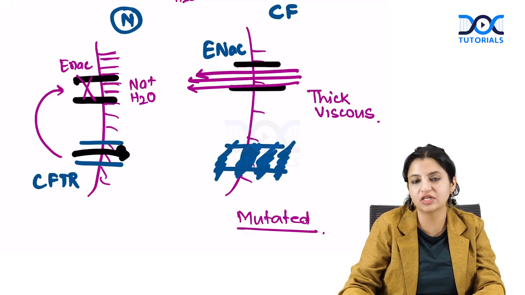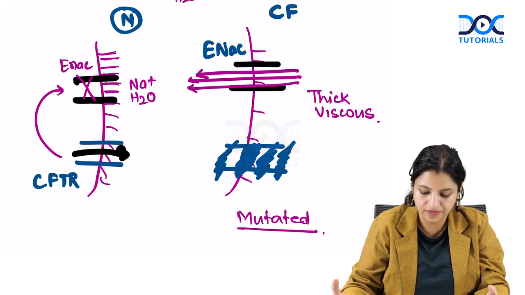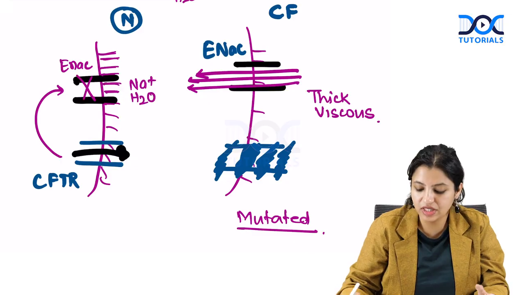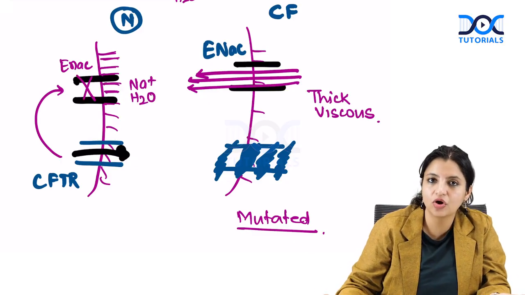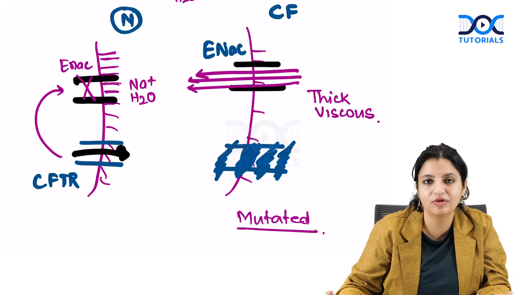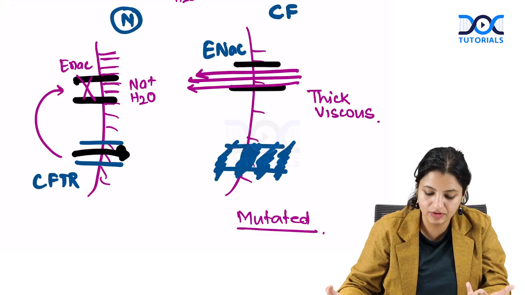If you look at these thick and viscous secretions, the sodium content is very, very low; they are dehydrated. Because they are thick, viscous secretions, the cilia cannot beat, and there will be a lot of mucus plugs formed.